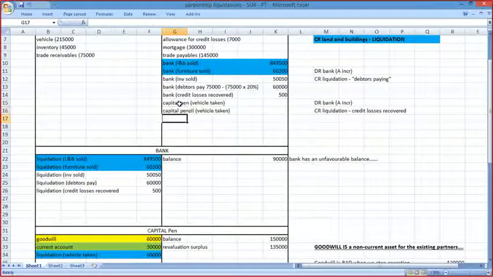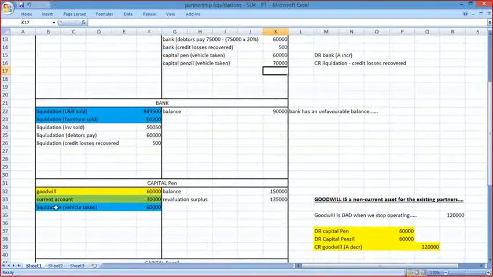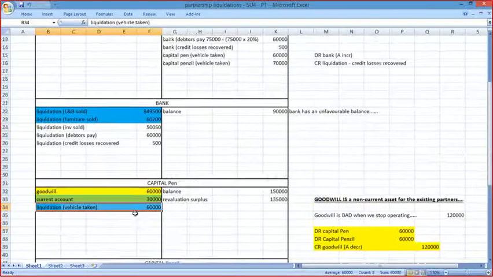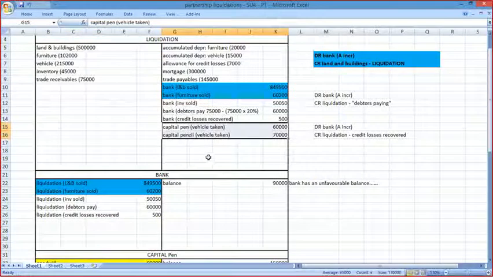Can you add that together? No, you can't. You need to show it separately. Do you have to? You have to, because different accounts are being affected. Oh, okay. Pen's account is being affected by 60 and Pencil's by 70. Two different accounts, two separate transactions.